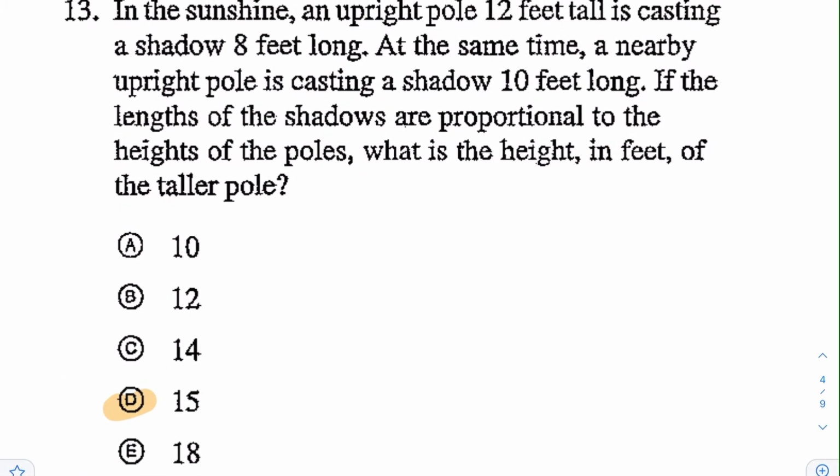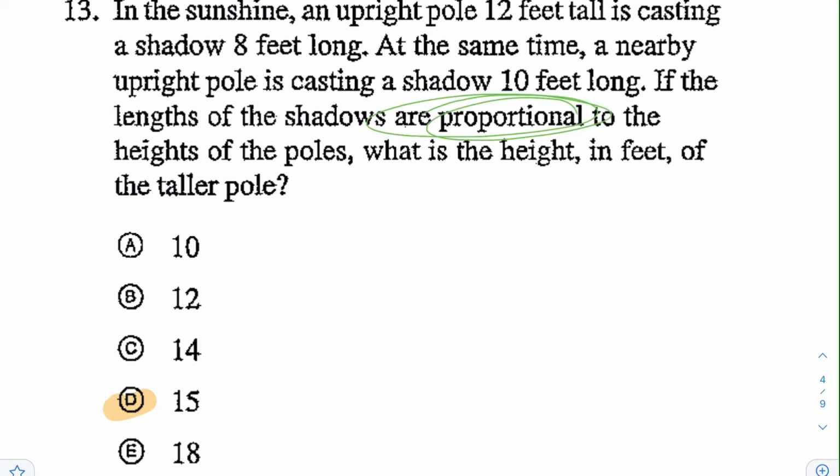Next for number 13, in the sunshine, an upright pole 12 feet tall is casting a shadow 8 feet long. At the same time, a nearby upright pole is casting a shadow 10 feet long. The lengths of the poles are proportional. The shadows are proportional to the heights of the poles. What is the height in feet of the taller pole?